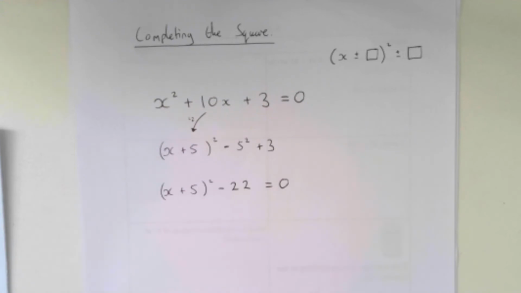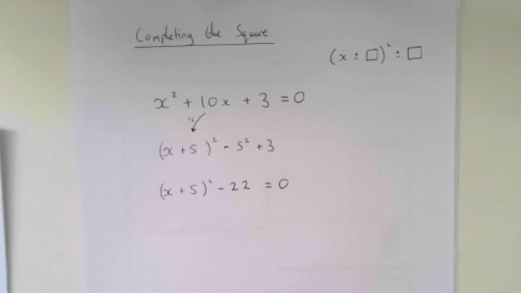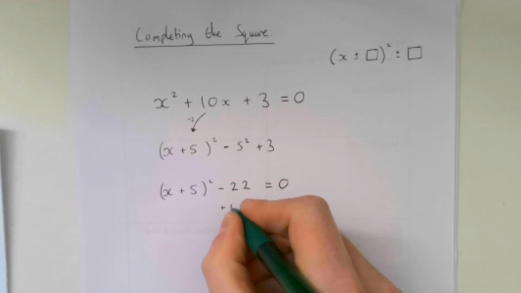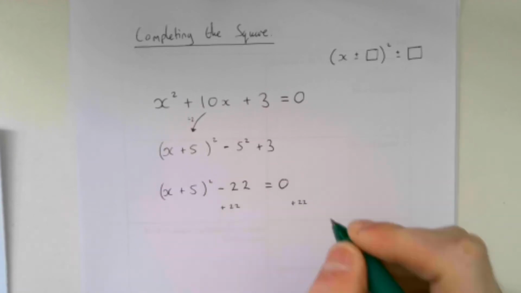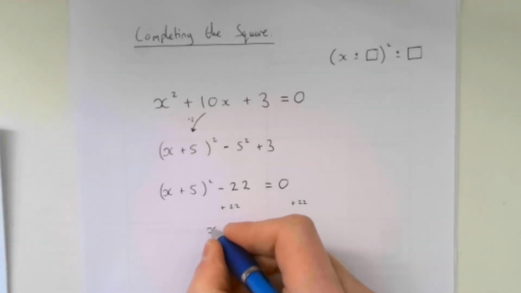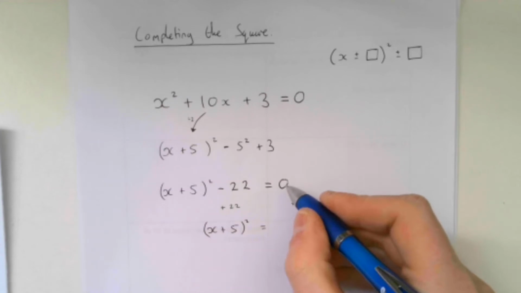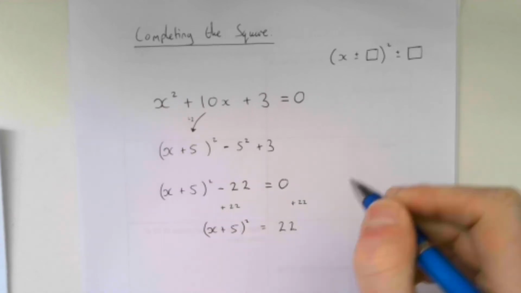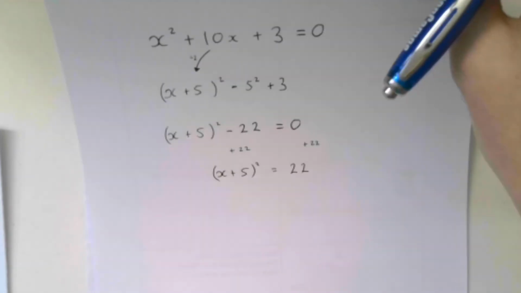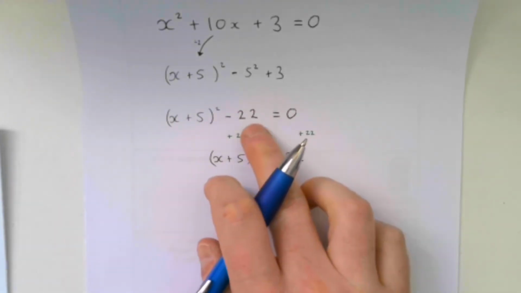Okay, the steps that we use to solve this are the same every single time. The first step, we're going to remove this number that we've got on the end, and in this case it's minus 22, so we'll do the opposite by adding 22 to both sides of my equation. That would then leave me with x plus 5 squared, and now that equals 22. Okay, so we've eliminated the minus 22.